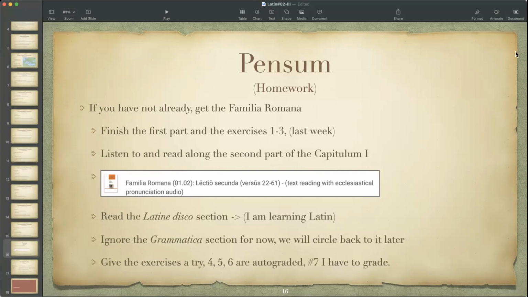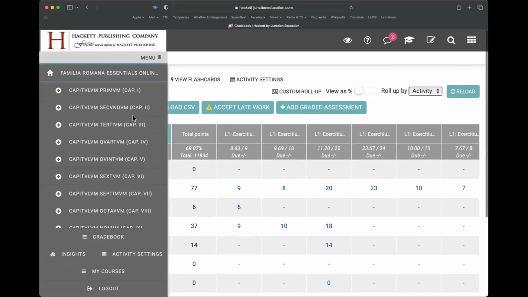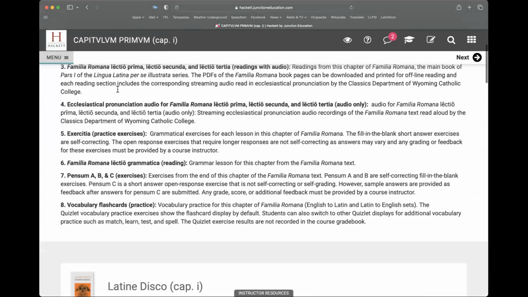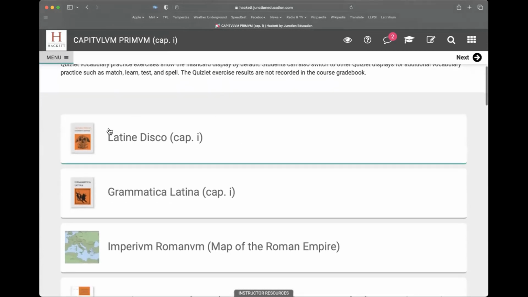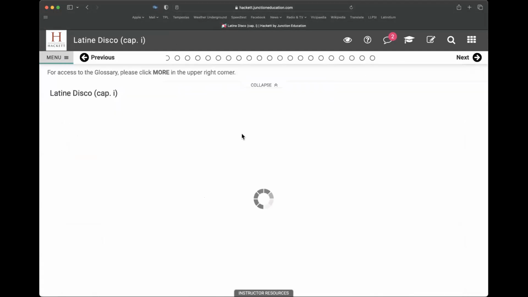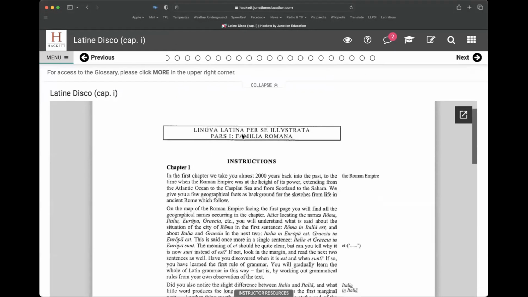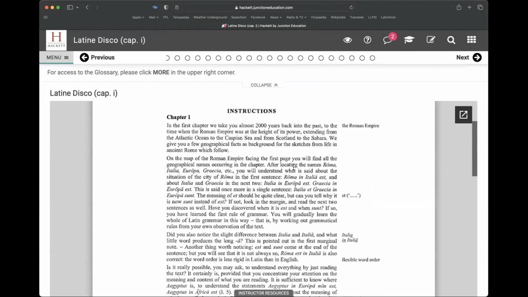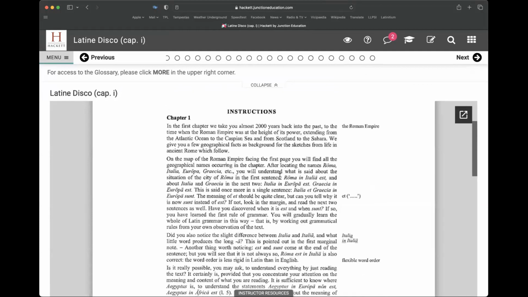Yes, Latine Disco is in the first section here. Hold on. Share, there we go. So if you go to Chapter 1, Latine Disco is this one. And this one talks, by the way, about Roma in Italia est.